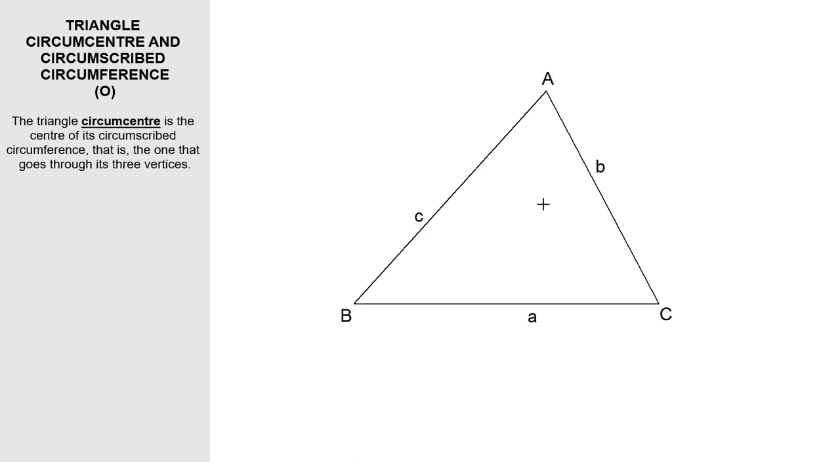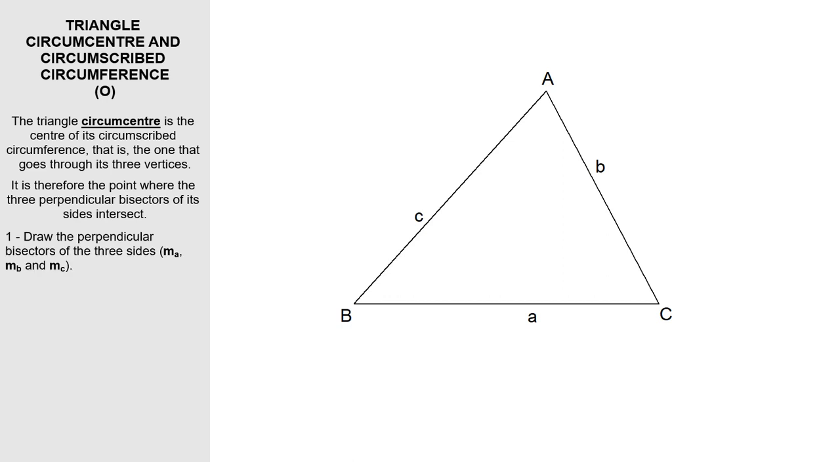If we find the perpendicular bisector of every side of the triangle, the point where they all meet will be the triangle circumcenter, and the circumference whose center is that point and goes through the three vertices of the triangle will be its circumscribed circumference. So first of all, we have to draw the perpendicular bisectors of every side of the triangle.